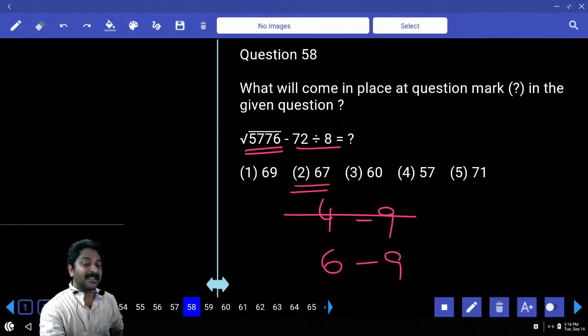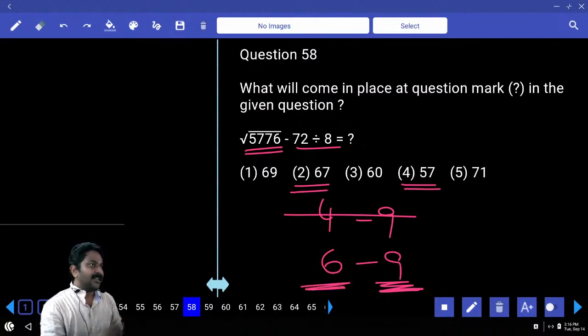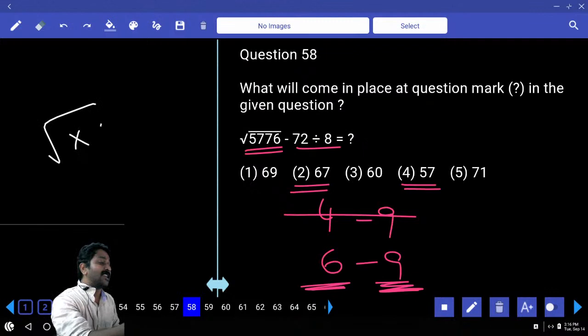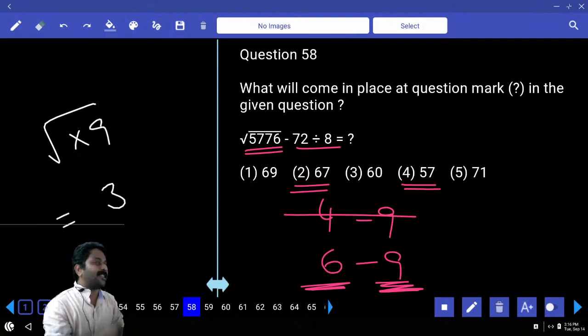How many options are there? 2 options are there. Am I right? Just a minute. This is 9 multiple? If it is 3 multiple, 3 multiple minus 3 multiple will give you 3 multiple. I am concentrating only on the second option and the fourth option. Third option is not 3 multiple, but fourth option is 3 multiple. So I am verifying whether our answer is 3 multiple or not. If under root value is 9 multiple, then your original number will be 3 multiple.